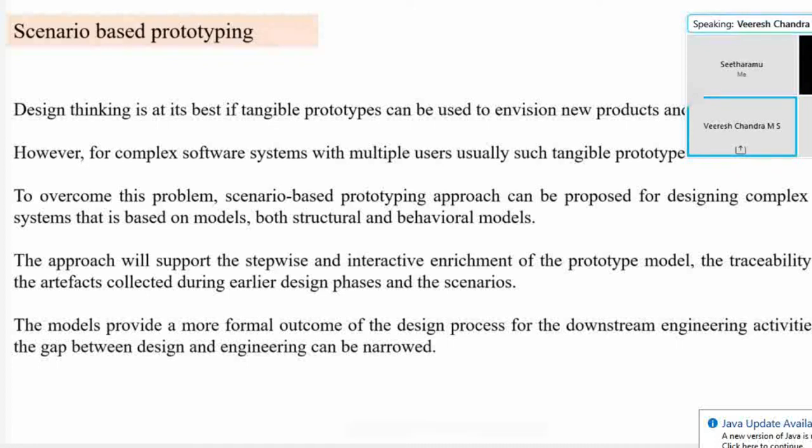The approach will support the stepwise and interactive enrichment of the prototype model, and the traceability between the artifacts collected during earlier design phases and the scenarios. Scenarios, that's what I told, okay? If I consider app development, cricket, what should be done now? Scenario based in the sense, when I click on the first button, that icon, the app should open. How it should open, that is another case. Once it is opened, I should select my team.